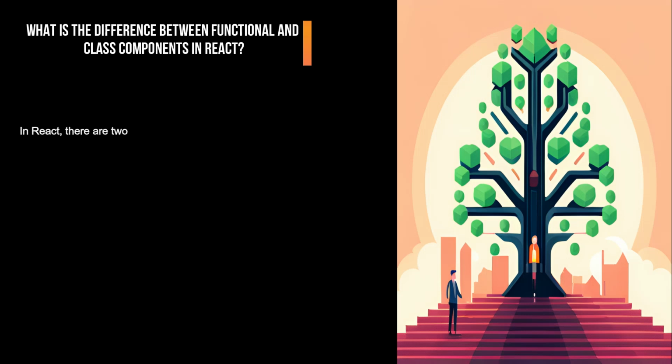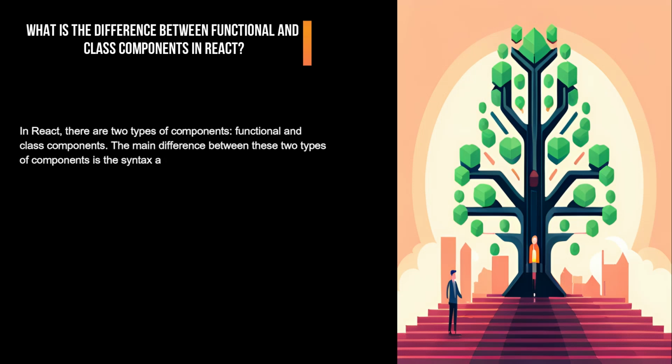What is the difference between functional and class components in React? In React, there are two types of components, functional and class components. The main difference between these two types of components is the syntax and how they handle state and lifecycle methods.